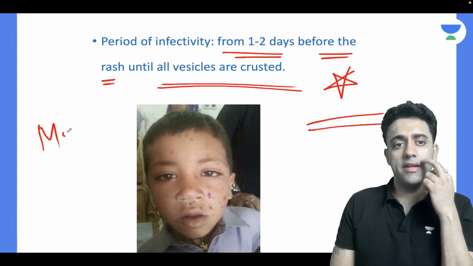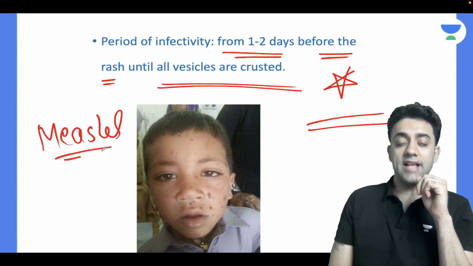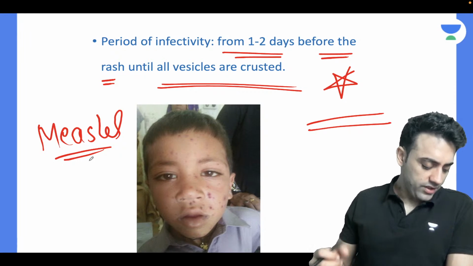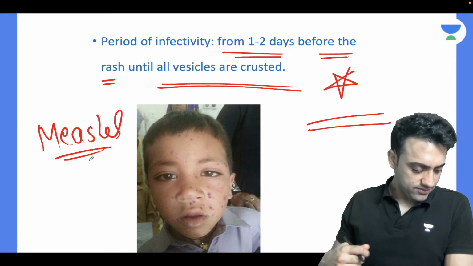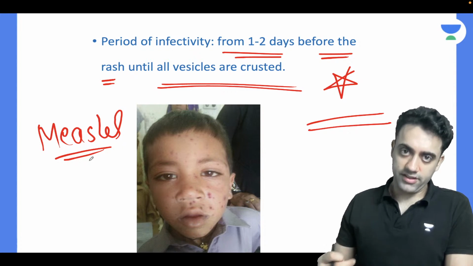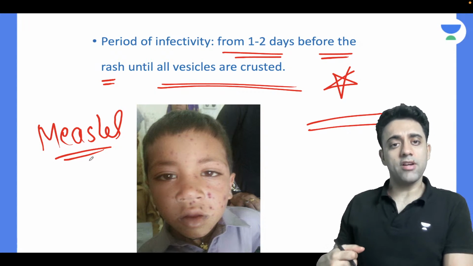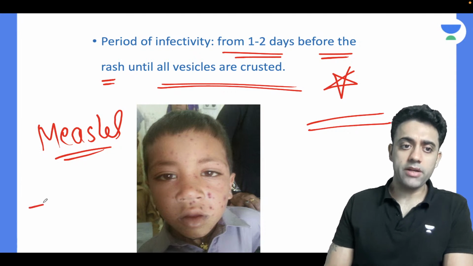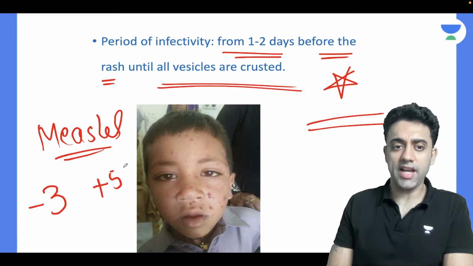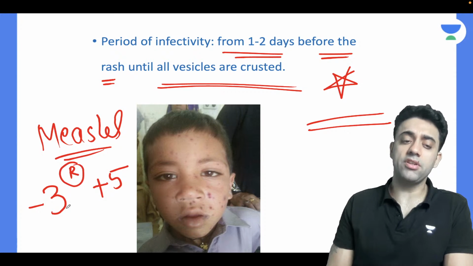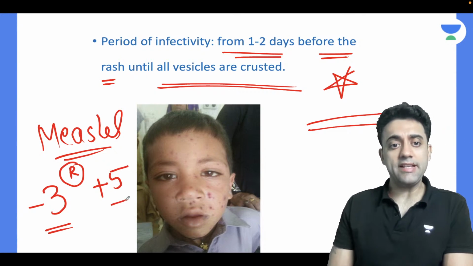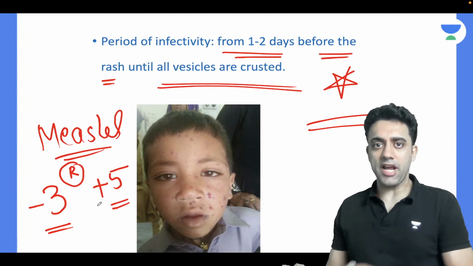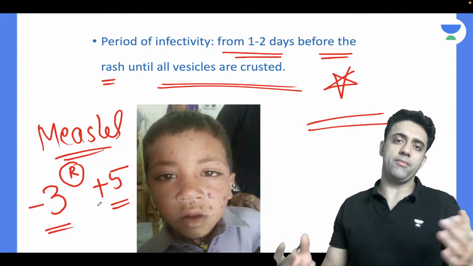And remember, let's link and study the period of communicability of measles. If you link things like this, you will never forget, everything will be remembered together. So what is the period of communicability of measles? The mnemonic was -3 and +5. So 3 days before and 5 days after the rash, that whole time is the period of communicability.